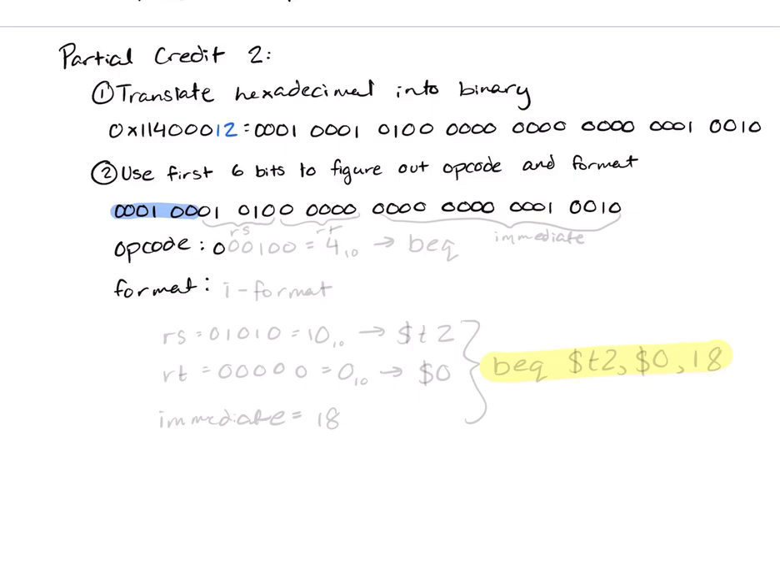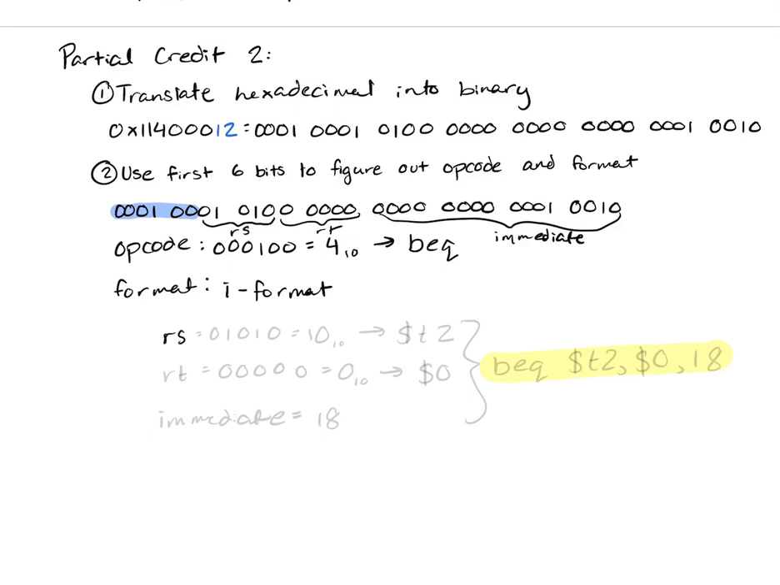So the first 6 bits here are 000100, which is equal to 4 in decimal, which corresponds to the opcode BEQ, or branch if equal. This is an I format instruction as well. So that means these 5 are going to be RS, these 5 are going to be RT, and this 16 is going to be an immediate value.